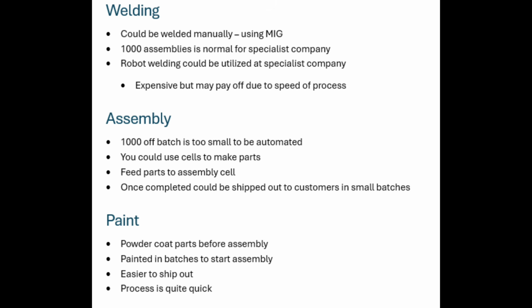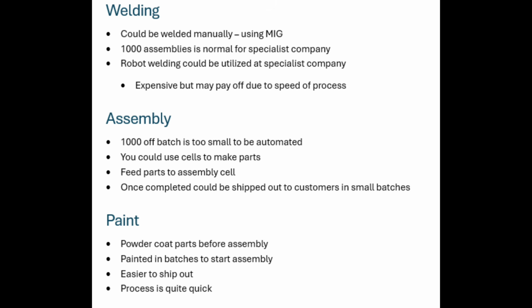1,000 assemblies is normal for a specialist welding company, so don't worry about that. They will be able to do it, but you may want to employ a robot welder to do, as I said before, the bulk of the welding. The only drawback here is that it can be expensive, but it may pay off for the time it saves as well. So you need an operator to do that.